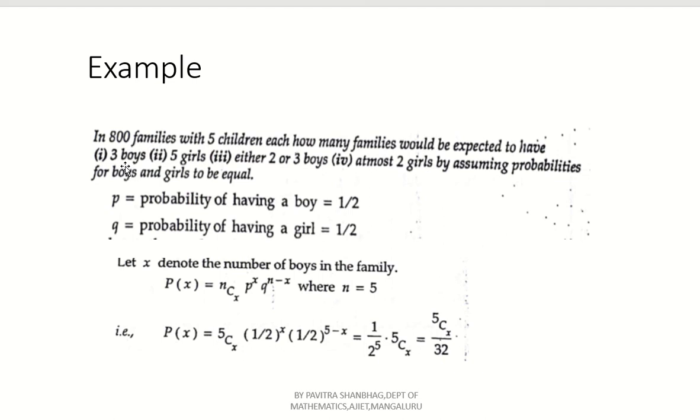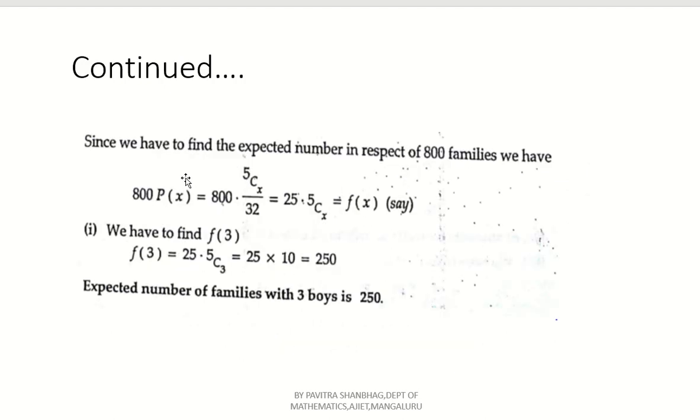Let x represent the number of families having 3 boys. Having boys, just you calculate. Let x represent boys. What is given here? First case, since we have to find the expected number in respect of 800 families, right? You can multiply in the beginning step also, or you can multiply by 800 at the end stage also. It is left to you. First you have to find Px, that is for one family. Now for 800 families you have to multiply that Px by 800, right? So 800 into 5Cx divided by 32. Or if you simplify, 25 into 5Cx, you will get.